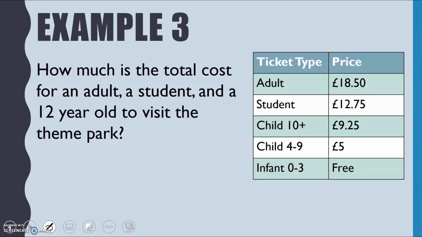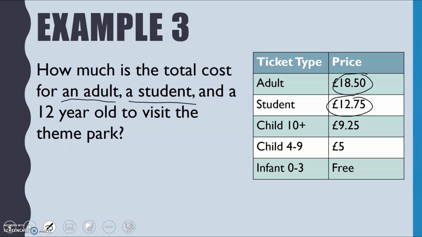Example 3, how much is the total cost for an adult, a student and a 12-year-old to visit the theme park? And this time they've given us a list of things. So what I'm going to do is circle each one that I need. So first of all, we need an adult's price. We then need a student, and then a child who is over the age of 12.